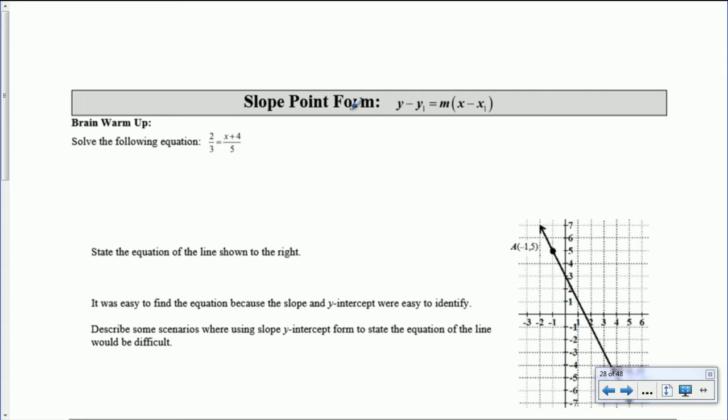Hello everyone. Today we're going to be going through slope point form. So that is this equation. We'll go through that in a moment.